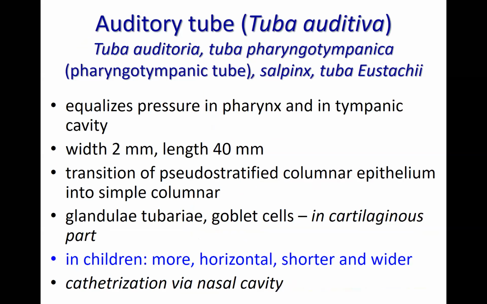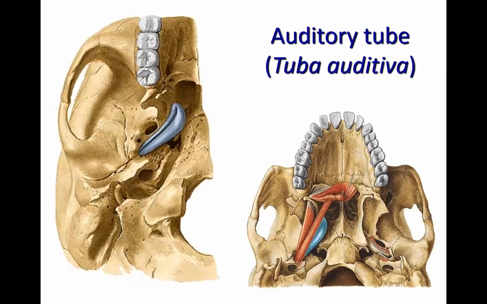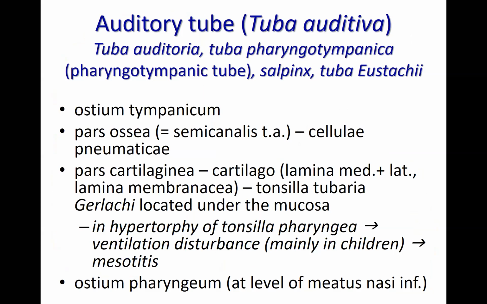In children, a very important piece of information is that the tube is shorter, wider, horizontal. In adults, it is oblique, longer, and narrower. That means in kids, if they have rhinitis, a cold, inflammation in the nasal cavity, during sleep it can easily spread into the middle ear cavity and cause otitis media. And in case the pharyngeal tonsil is enlarged, it means the inflammation there is chronic and the pharyngeal opening is smaller, so the middle ear cavity is not cleaned properly. Then otitis media can come and we need to perform the removal of the pharyngeal tonsil, which is called adenotomy. We have talked about that in the lymphoid system already.